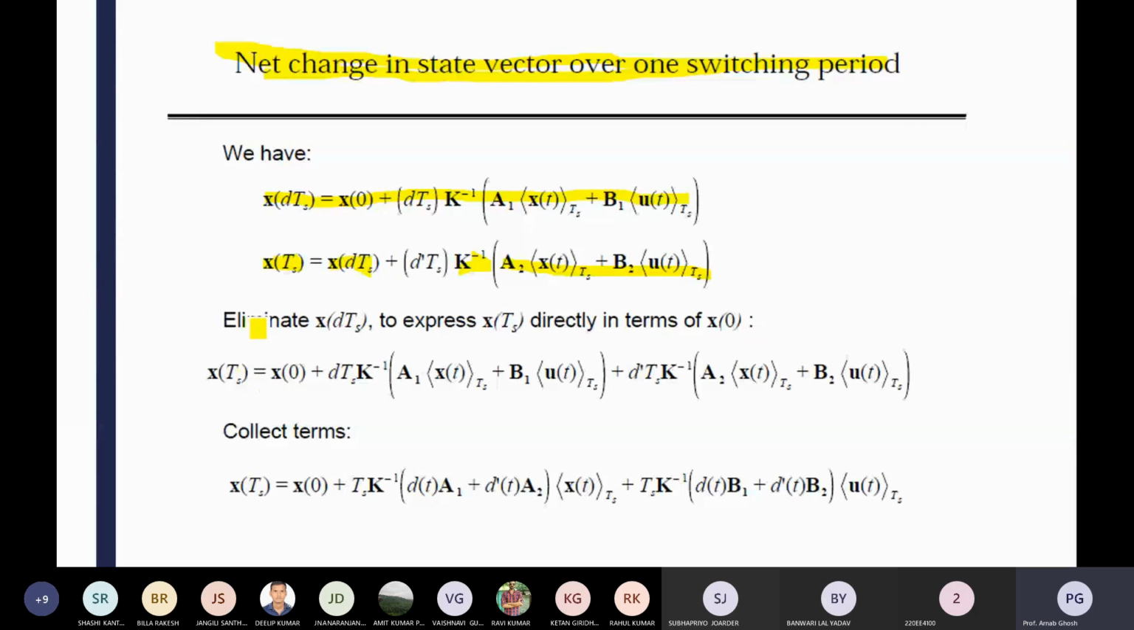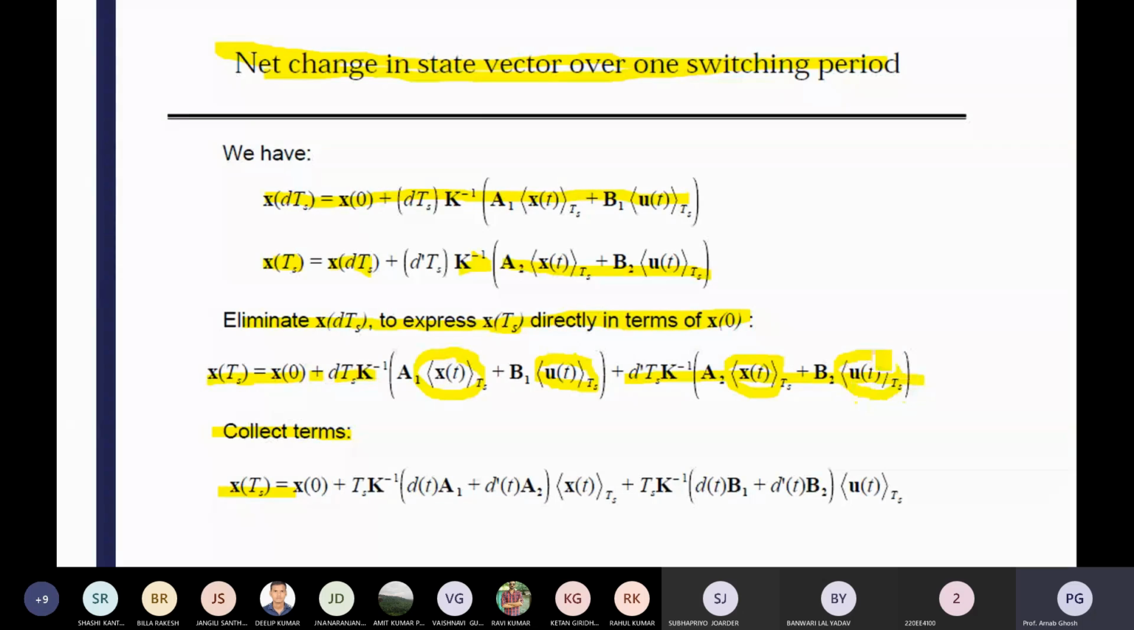So after eliminating xt, we express x(t) directly in terms of x0. So x(Ts) equals x0 plus d·Ts·K inverse (A1 x(Ts) + B1 u(Ts)) plus d'·Ts·K inverse (A2 x(Ts) + B2 u(Ts)). Collect the terms, and finally you will get that expression. You can make a common portion, so that x averaged over Ts and u averaged over Ts.